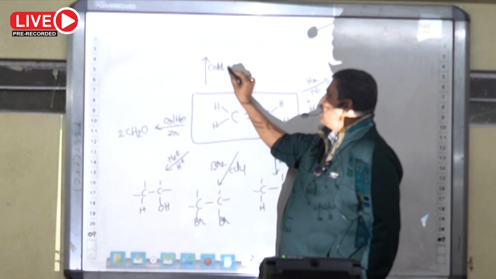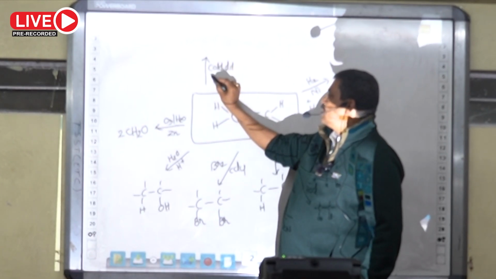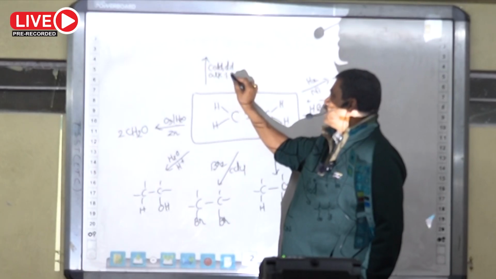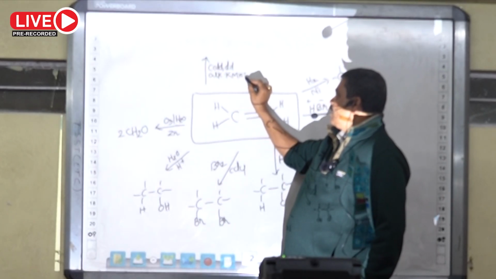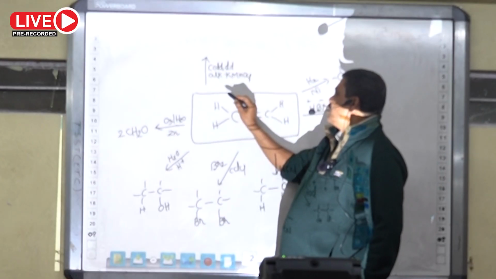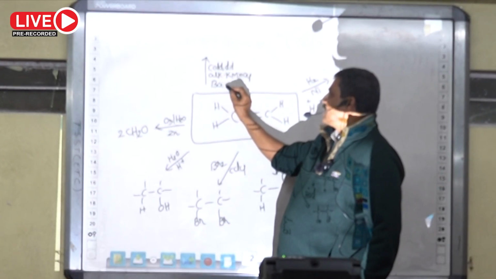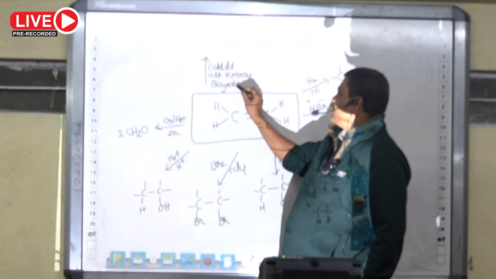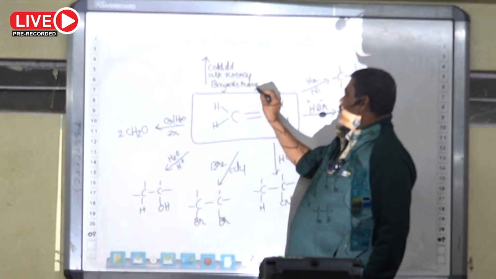Cold dilute alkaline potassium permanganate. It is called Bayer's reagent.